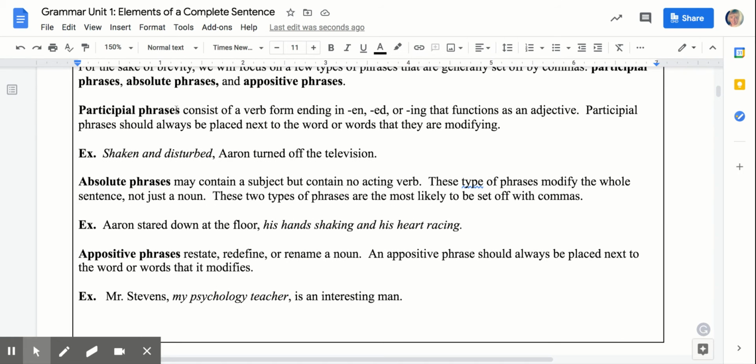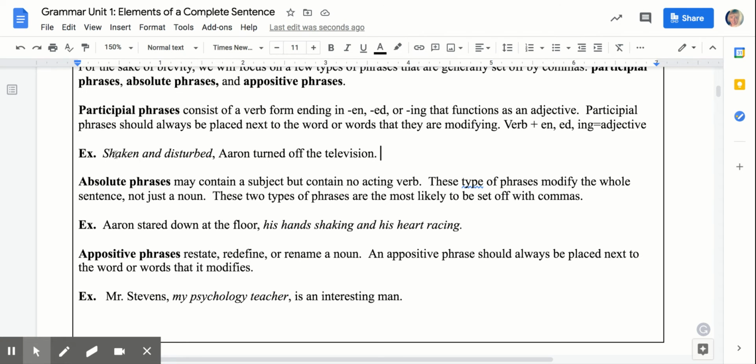So let's look more specifically at participial phrases. Participial phrases consist of a verb that then ends in en, ed, or ing. And what it does is it takes that verb and creates an adjective. So it takes a verb plus en, ed, ing, thus creating an adjective. So let's take a look at the examples and then it'll make a little bit more sense.